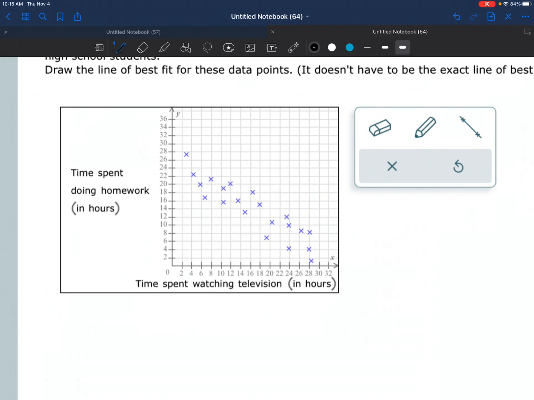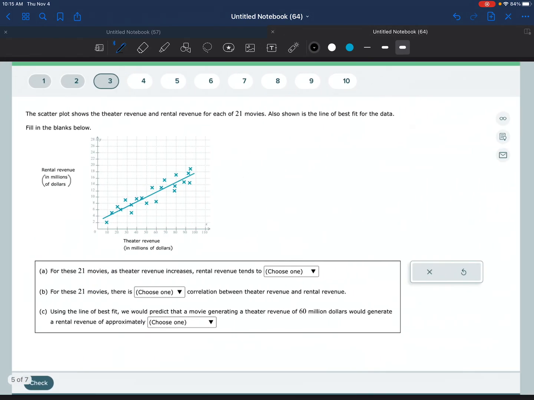So just make sure when you draw your line of best fit, you're trying to get it as close as you can to the majority of your data set. Cool? Okay? It will be important when we start to write the equation for it. All right? Okay, question number 3.